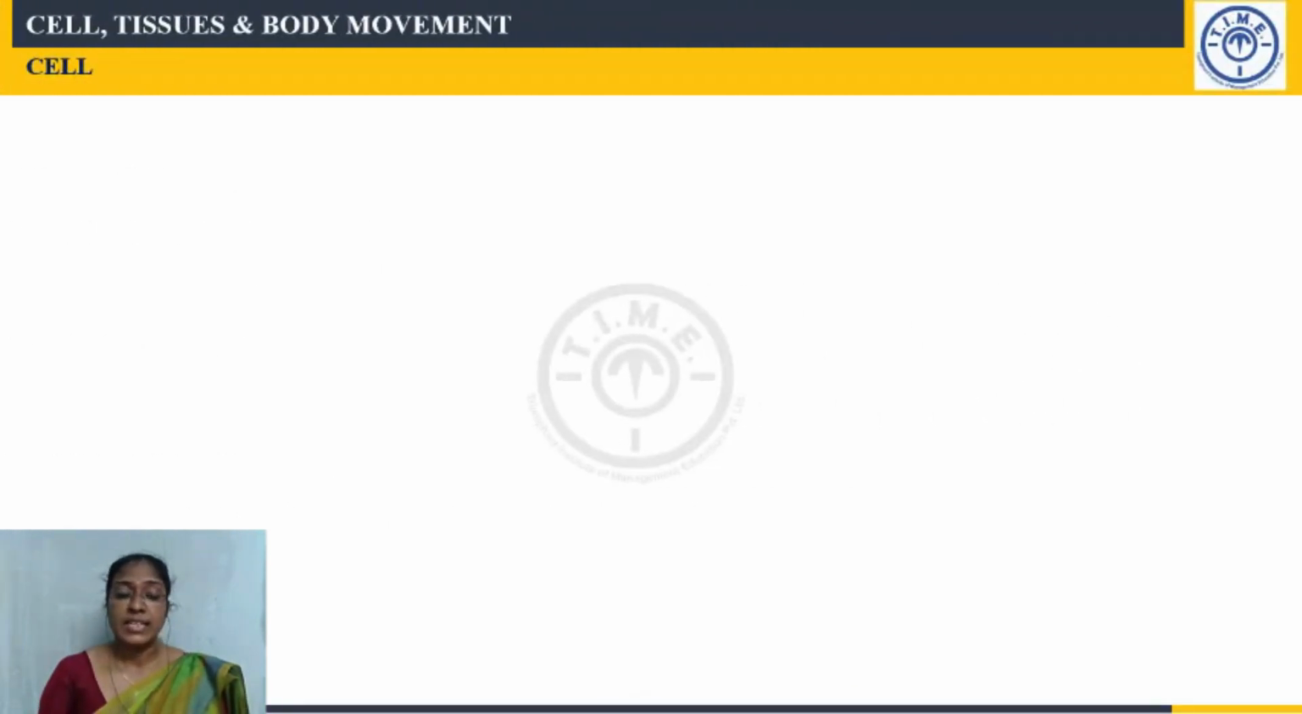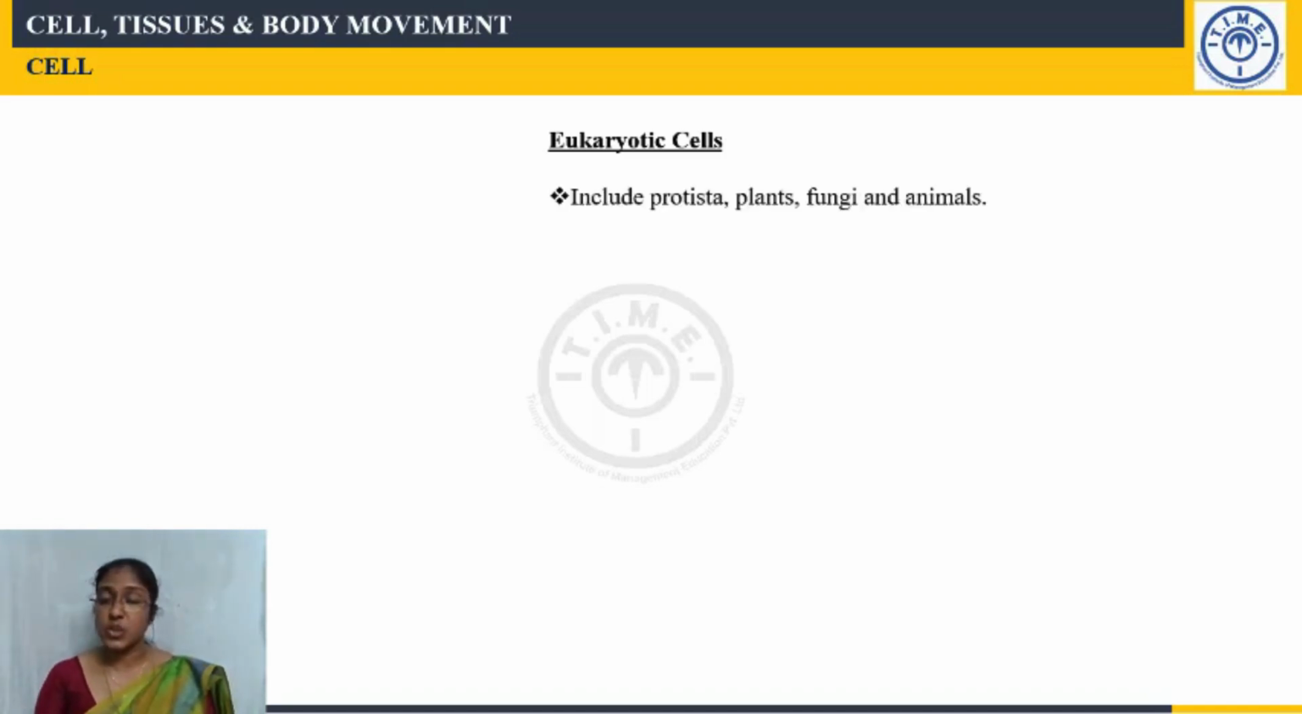Then, moving on to eukaryotic cells. We have discussed the prokaryotic cell and its peculiarities. Here we are going to talk about the eukaryotic cell. So what is a eukaryotic cell? Eu means true, and karyon means nucleus. So they have a true nucleus, a well-defined nuclear membrane. Inside the nuclear membrane of the nucleus, the genetic material DNA is present.